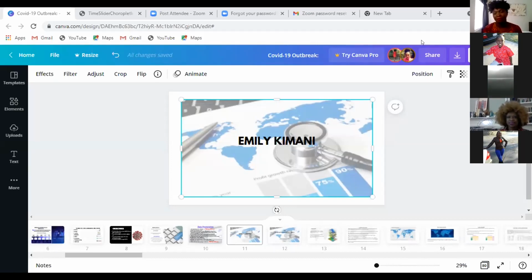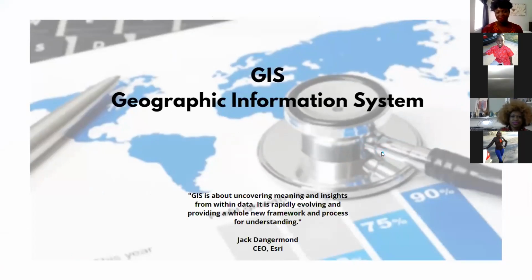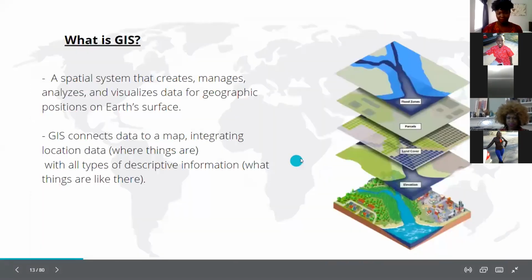As I take you through the art of GIS, I want to start with explaining what GIS is. GIS is the geographic information system, and it is about uncovering meaning and insight from within data. It's rapidly evolving and providing a whole new framework and process for understanding. And that is from Jack, who is the CEO of ESRI.